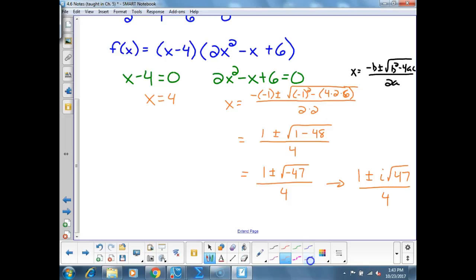So my 3 answers for this problem are 4, 1 plus i times the square root of 47 all over 4, and 1 minus i times the square root of 47 all over 4.